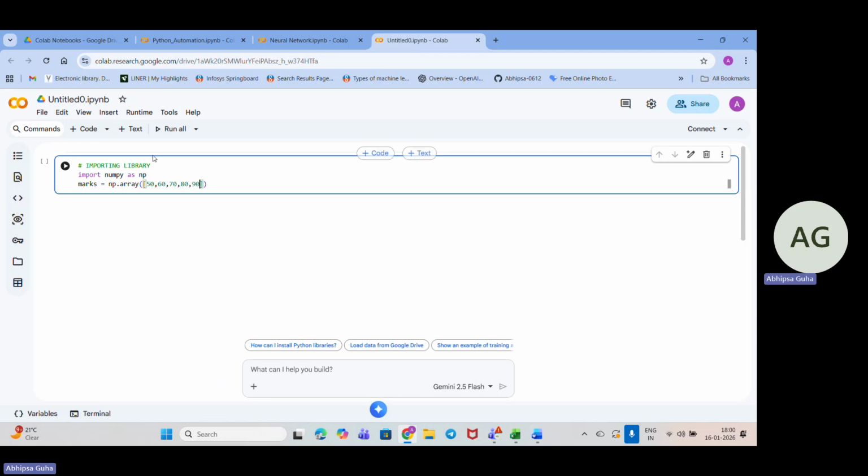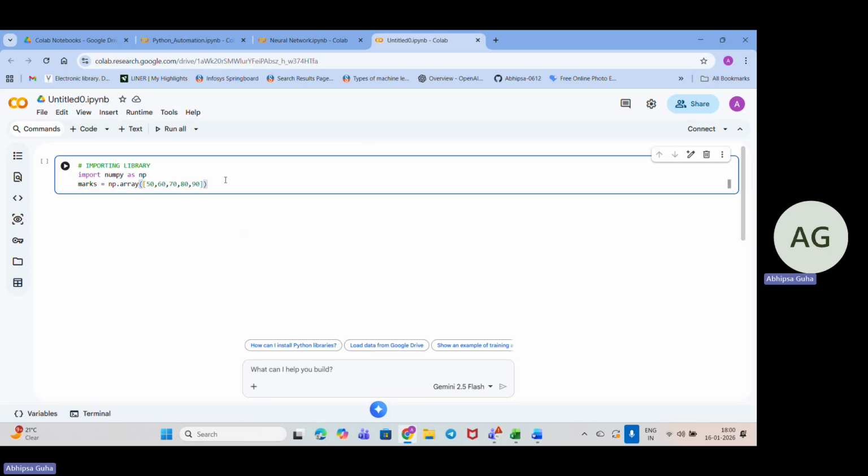Okay, so we have taken the data. Marks is the box to store the data, so marks is the variable here. Now we are using np.array, that is, we want to convert the list into a number table. And we have the numbers accordingly.